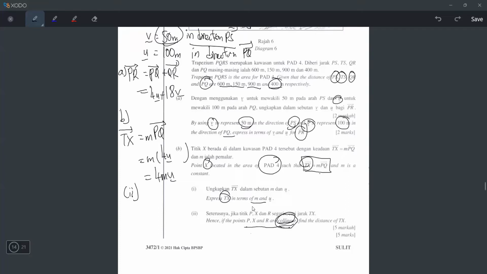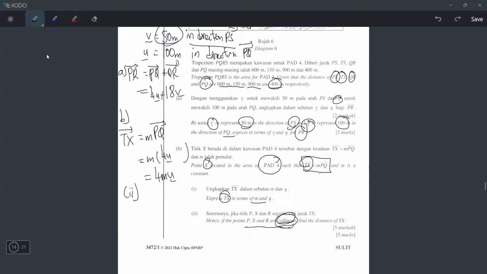How to use the black method is, if two vectors are parallel, then you can use the black method. The black method is just taking coefficient over coefficient equals coefficient over coefficient. But you need two pairs of vectors that are parallel first.